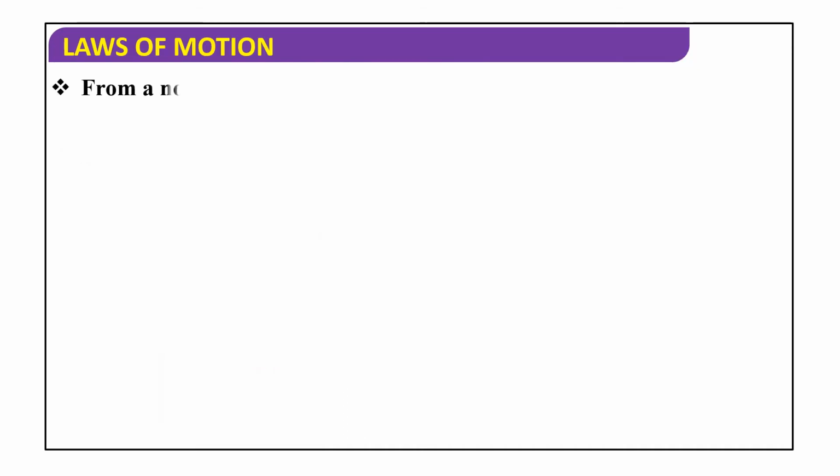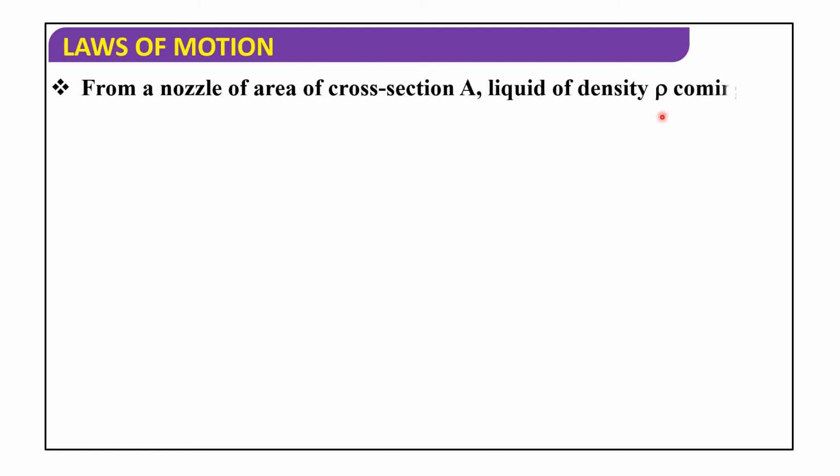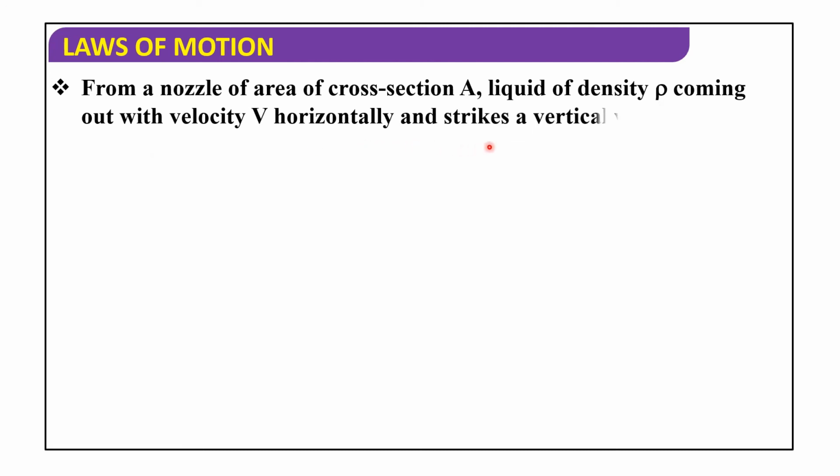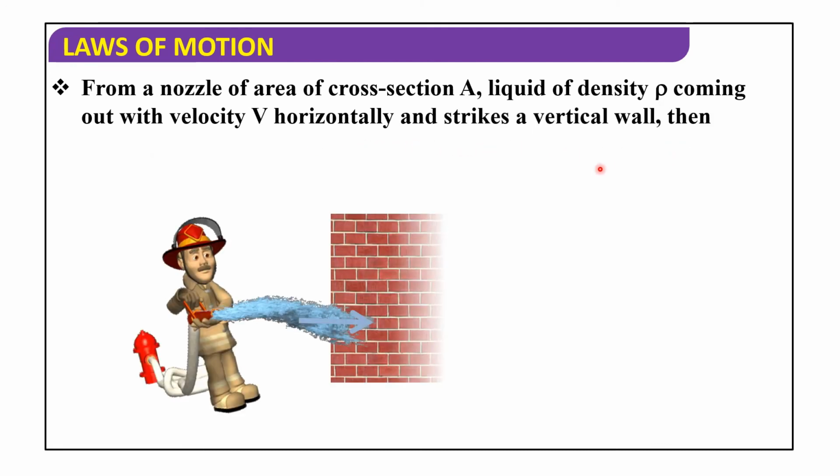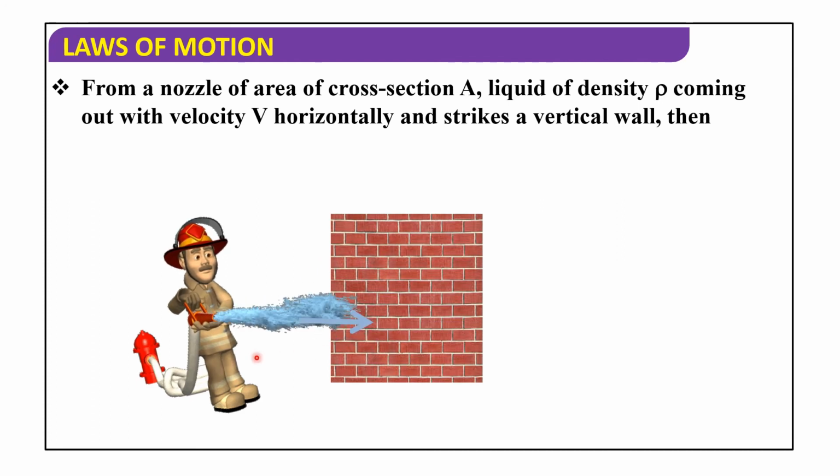Next, from a nozzle of area of cross section A, liquid of density rho comes out with velocity v horizontally and strikes a vertical wall. See this picture: a nozzle of area of cross section A, liquid of density rho coming out with velocity v horizontally and striking a vertical wall. This is a vertical wall and this is the liquid of density rho. The liquid strikes the wall along the horizontal.